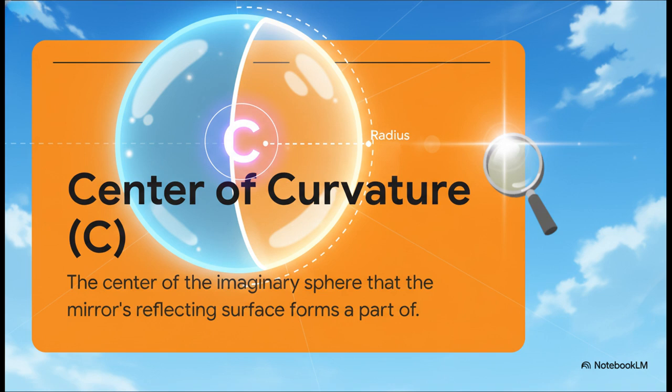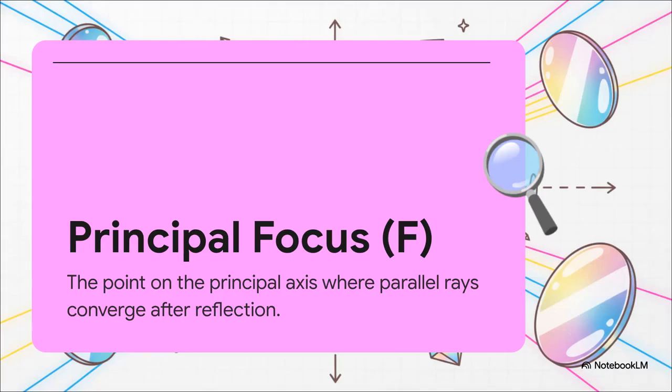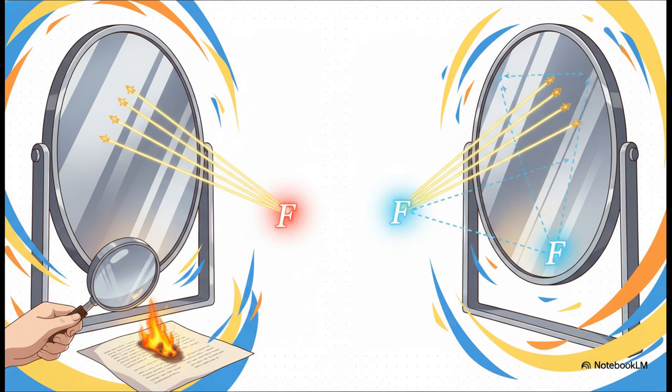And the distance from the pole to the center of curvature? That's simply the radius of that sphere. Finally, we have the principal focus, which we denote with an F. This is an incredibly important spot, and it sits exactly halfway between the pole and the center of curvature. The distance from the pole to this specific focus point is what we call the focal length. And this perfectly illustrates the core difference between our two types of mirrors. Just look at how they handle incoming light rays that run parallel to the center axis.